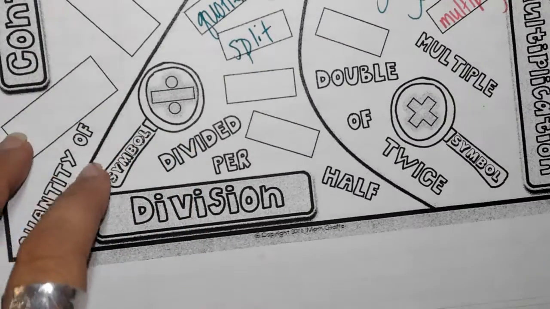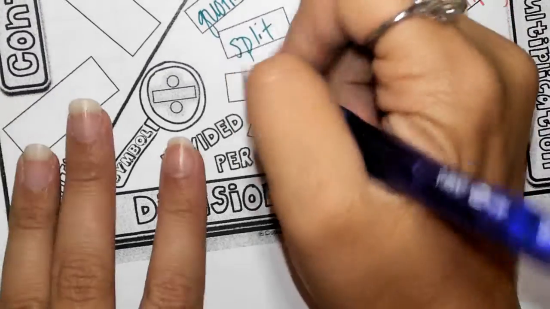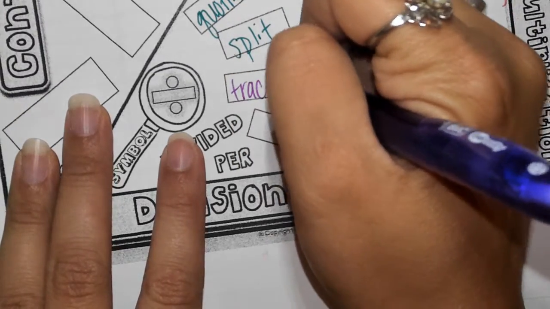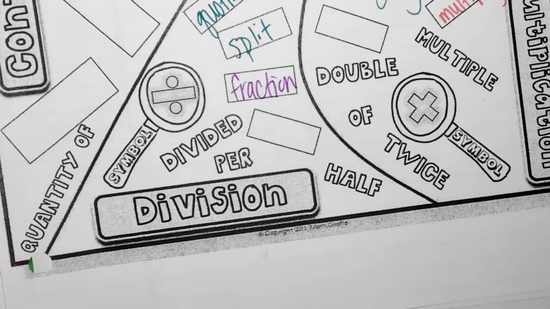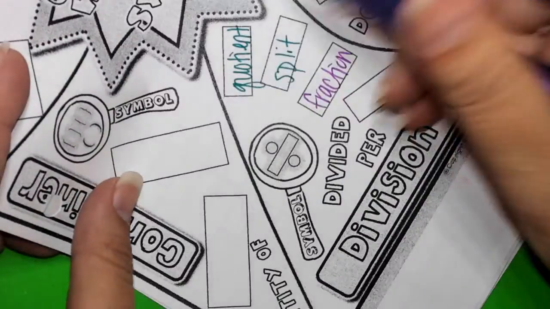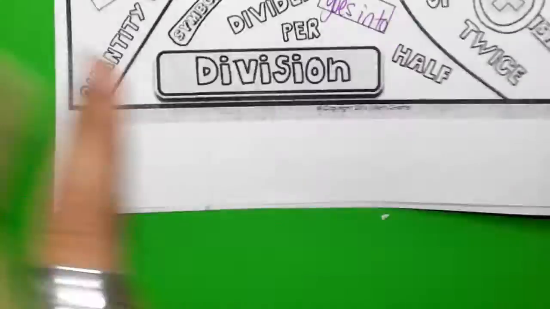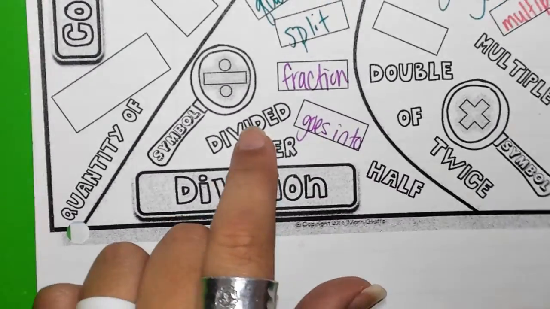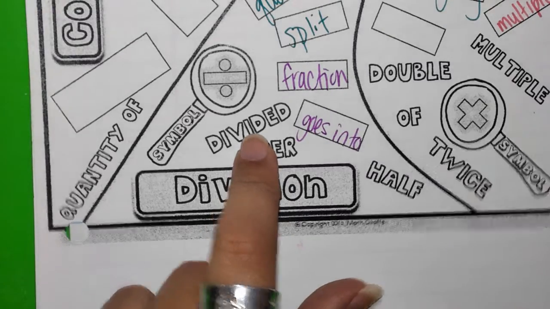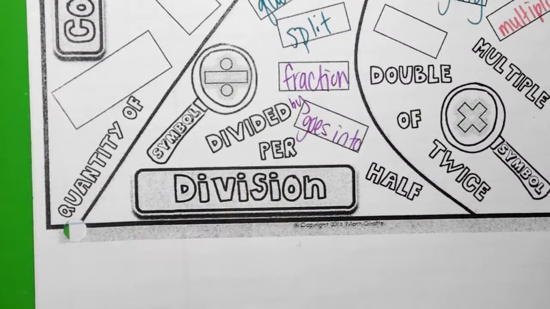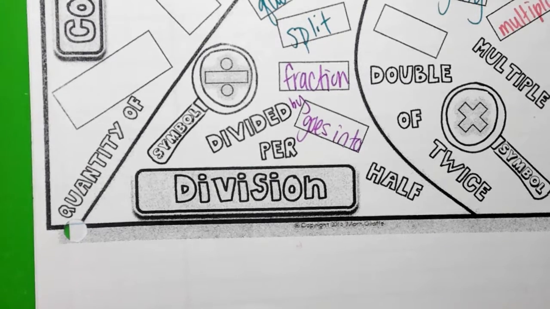Grant. You could say fraction. Anybody else? Donnie? Goes into. Okay. Love that. Goes into. Now, by this divided, could we write the word by? Because we usually say divided by, right? So let's put that. Good job. Anything else that we want to add to it? Are we good?